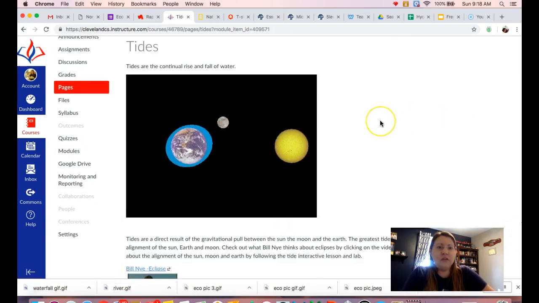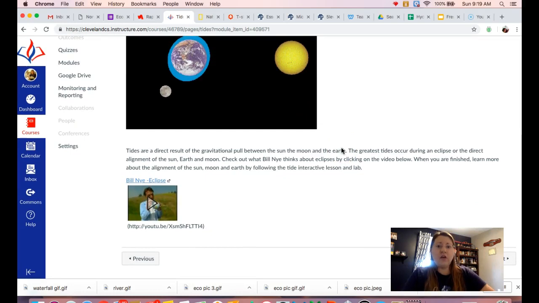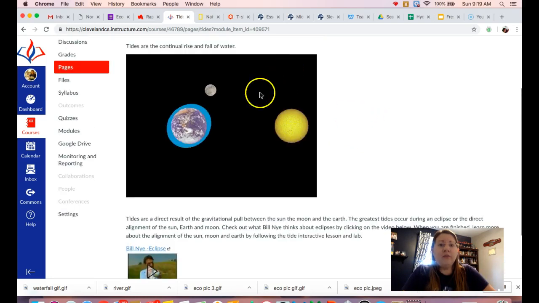So this is just another illustration showing you about the tides. You can see neap tide, 90-degree angle, and then spring tide, all in a straight row. The tides are going to be a result of the gravitational pull of the moon and the sun on that fluid, the water on the earth. So you're going to have the greatest tides during eclipse, when you have the straight line, the spring tide alignment of moon, earth, sun, or earth, moon, sun.